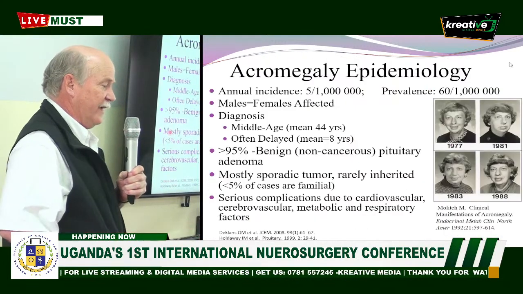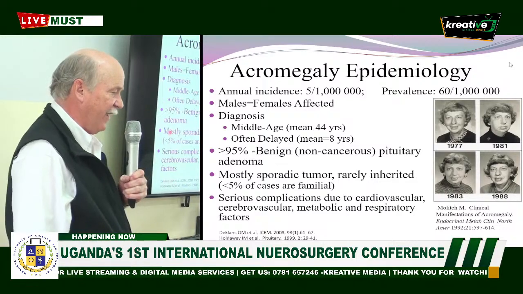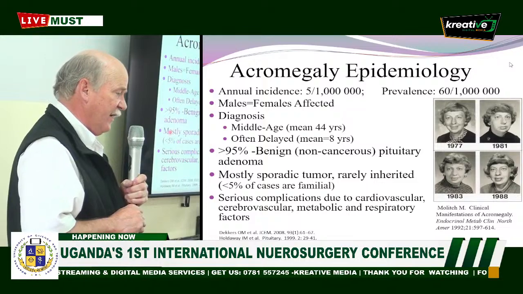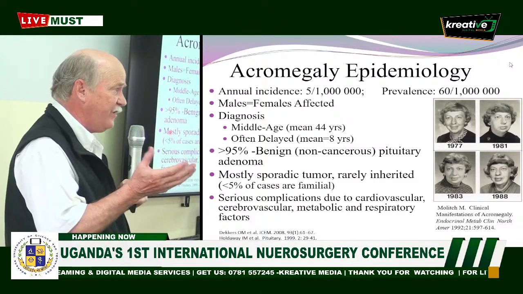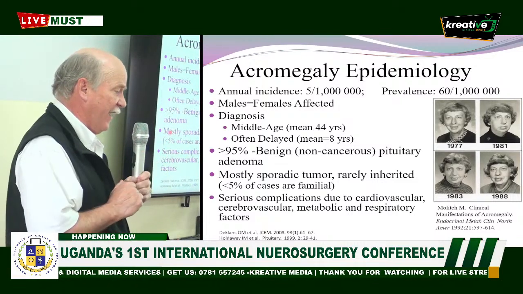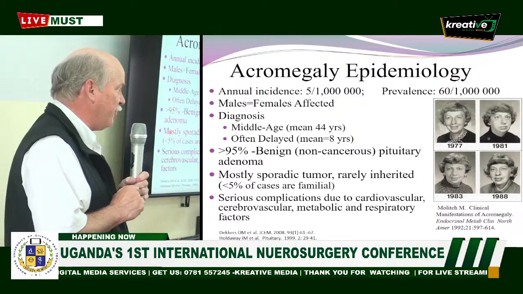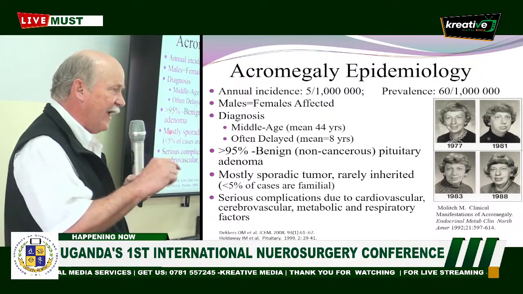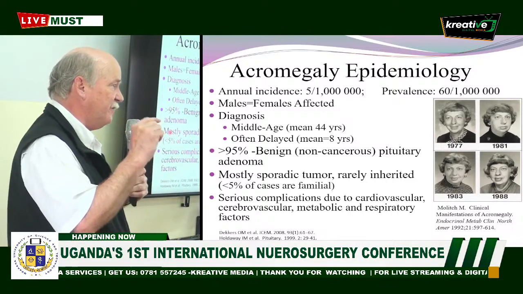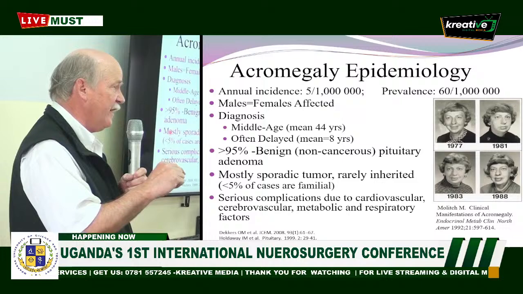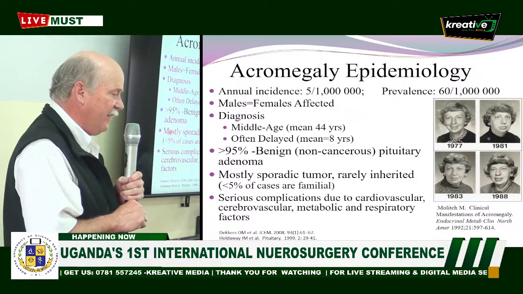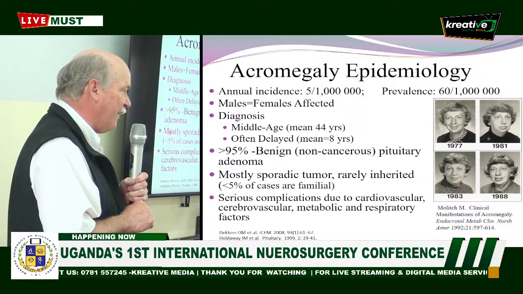So what's the annual incidence of acromegaly? 5 per million. Males are affected about equally as females. It's usually a disease of middle age, around the 40s and 50s, and generally the diagnosis is delayed anywhere from 8 to 10 years in retrospect from the onset of symptoms. 95% of the tumors are benign adenomas. We do deal with some malignant growth hormone secreting tumors, and they're a real problem. But 95% are benign. They're mostly sporadic. Very rarely are they inherited.